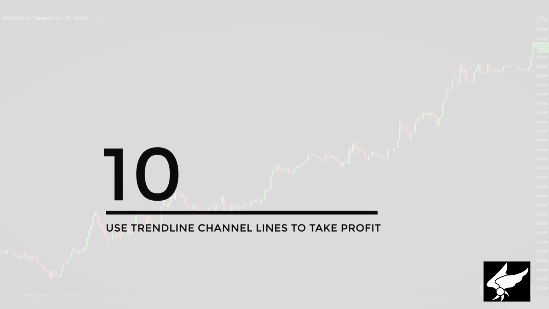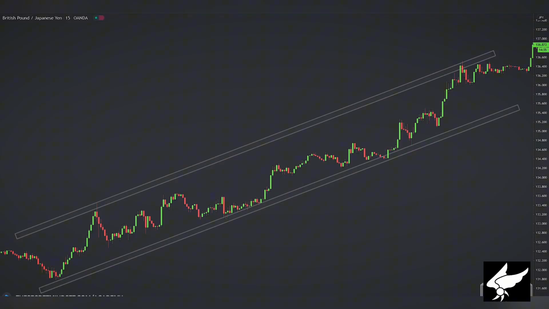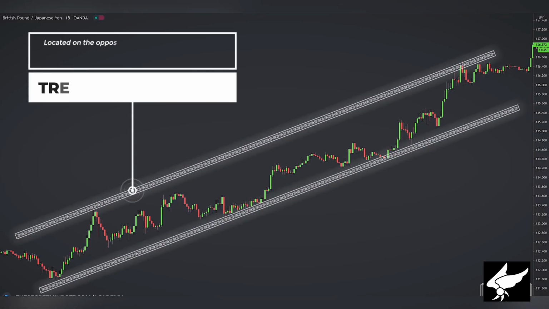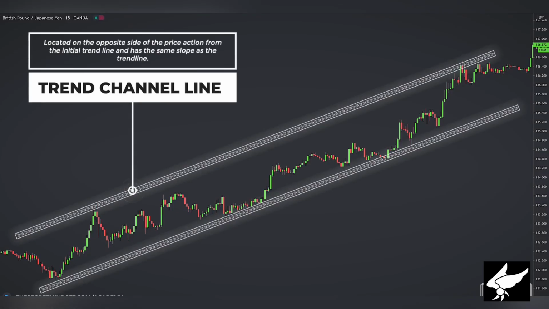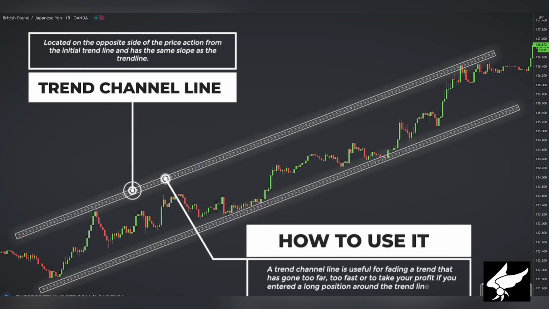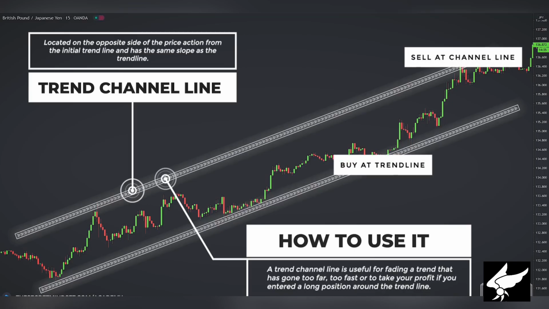Number 10. Use trend channel lines to take profit when buying or selling near the trend line. A trend channel line is on the opposite side of the price action from the trend line and has the same general slope. In a bull trend, for example, a trend line is below the lows, while a trend channel line is above the highs, and both are rising up and to the right. A trend channel line is a useful tool for fading a trend that has gone too far, too fast, or to take your profit if you enter the long position around the trend line.